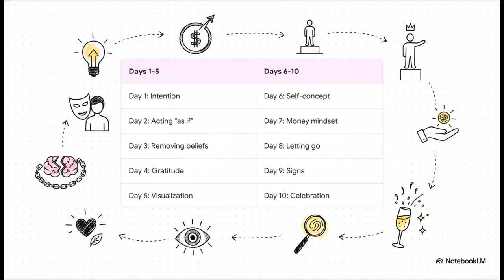Then the second half hits, and it goes deep. Day 6 is all about upgrading your self-concept. Day 7 tackles the money mindset. Then the climax. Day 8 is letting go and trusting. Day 9 is looking for signs. And day 10 wraps up with celebration, that already manifested energy. It's not just content, you guys. It is a carefully curated psychological journey.